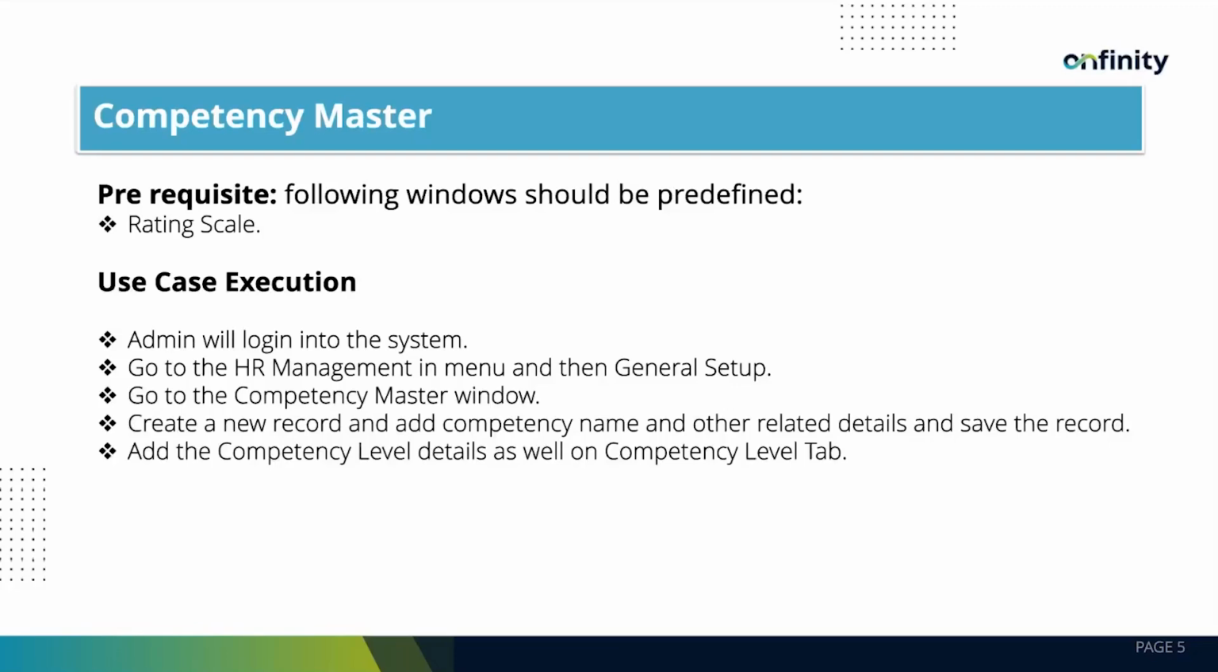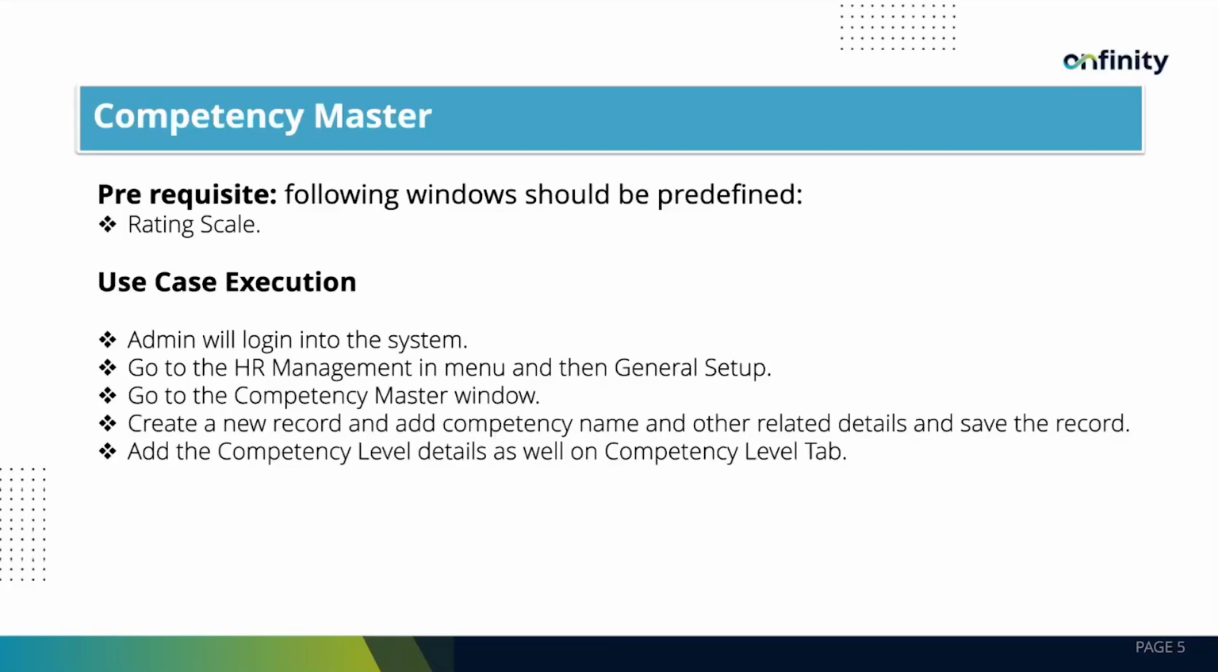For the execution steps, you will log into the Onfinity system as the admin. From the main menu, go to the HR Management folder. Under General Setup, open the Competency Master screen. Click Create New Record, and then enter the competency name and the appropriate competency type and description. Save the record after all necessary details are added. Next, navigate to the Competency Level tab. Add the proficiency level details, such as level name, rating scale reference, and corresponding descriptions. Save each level entry as you go.